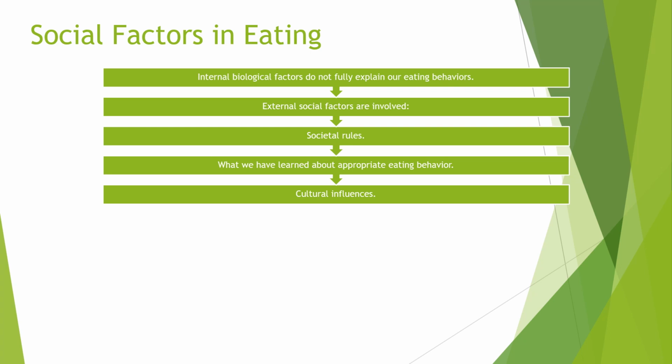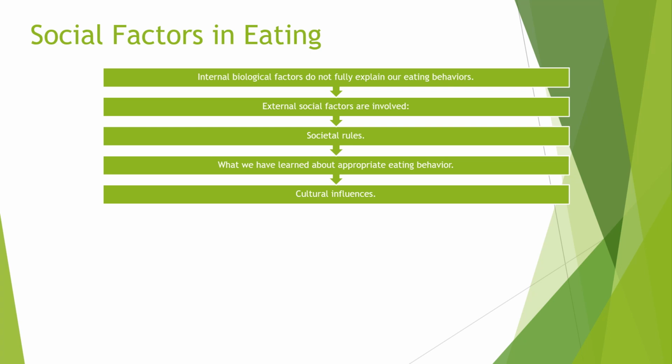We have societal rules in place for when we should eat, right? Morning, we have breakfast. Midday, we have lunch. In the late afternoon, early evening, we have supper. So those are our external social factors that determine when we should be eating.